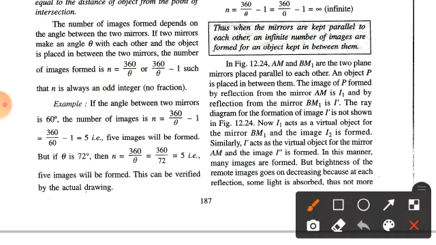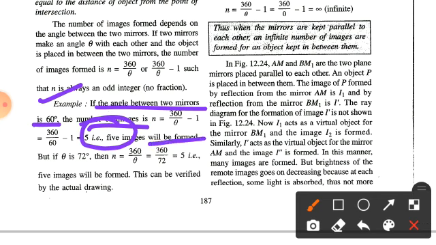Now here is an example given. If the angle between the two mirrors is 60 degrees, so the number of images is how much? 360/theta minus 1. You can write it, that is 5 images will be formed. Fine. But if theta is 72 degrees, then in place of theta you write 72, so you will get 5, that is 5 images will be formed.